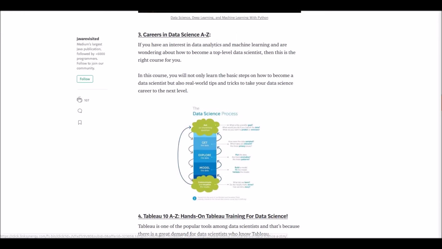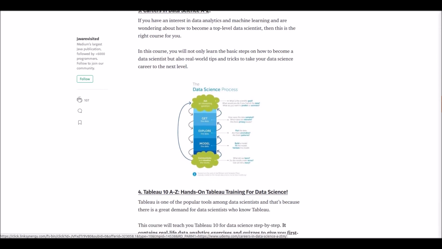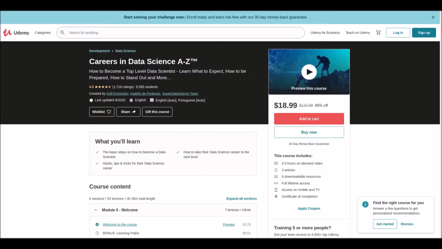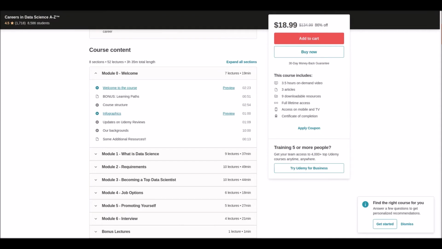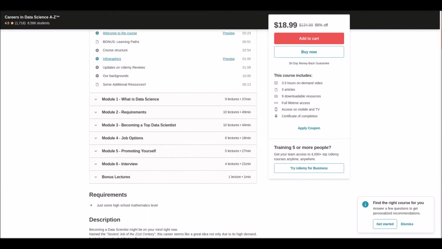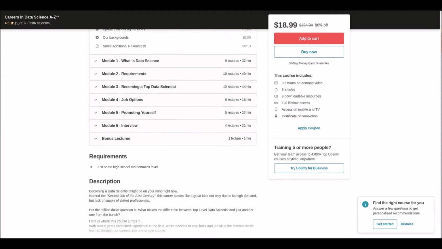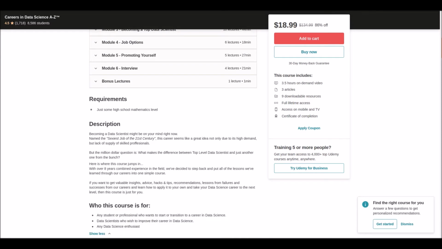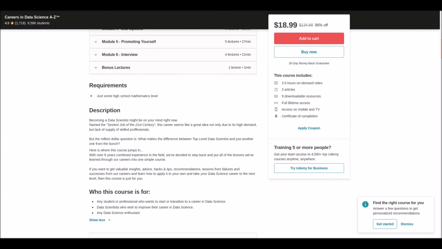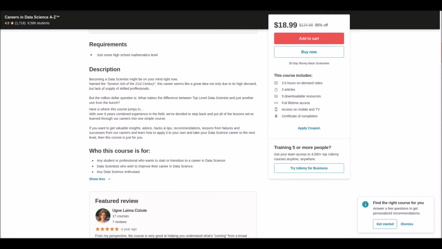Number 3. Careers in Data Science from A to Z. If you have an interest in data analytics and machine learning, listen, the best course is available for you. This course is made for people who have dreamed of becoming a top-level data scientist. As the name mentions, this will teach you from A to Z with real-world tips and tricks, which will take your data science career to the next level. So, stop dreaming today. Click the link and take action. Let's go to the next one.